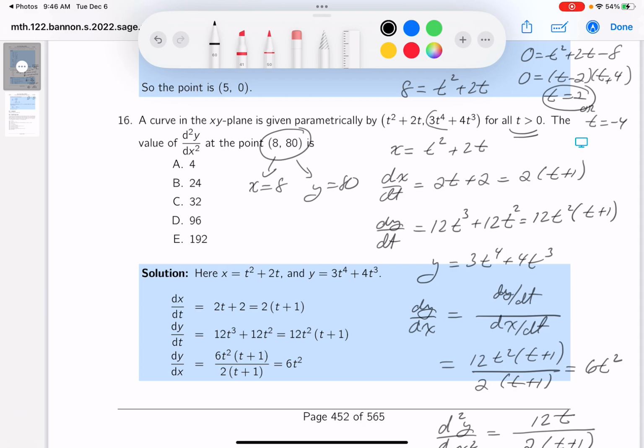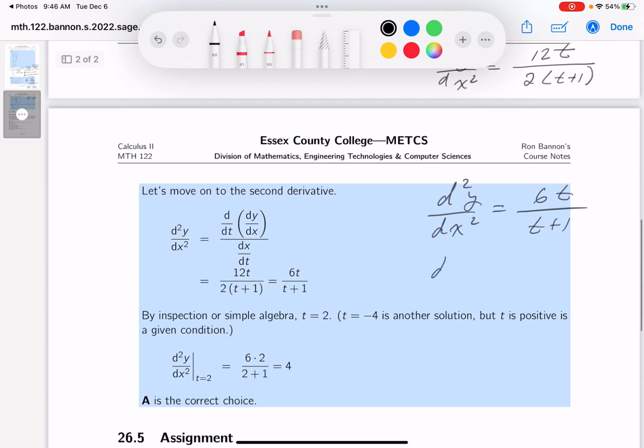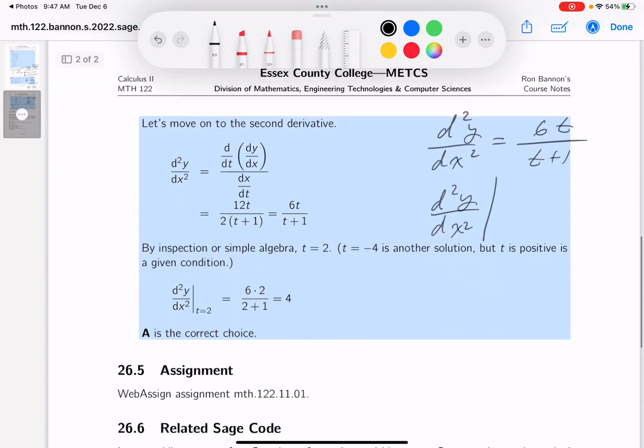Let me just check it out, though. I want to make sure I get 80. So you get 3 times 2 to the 4th power, 2 times 2 is 4, 4 times 4 is 16, so 3 times 16 is 48, plus 4 times 8. I'm just making sure this is 80, by the way. This is 48 plus 32, and 48 plus 32 is 80. So t is 2. So let's go back over here and evaluate the second derivative at the point (8, 80), which means t is equal to 2.